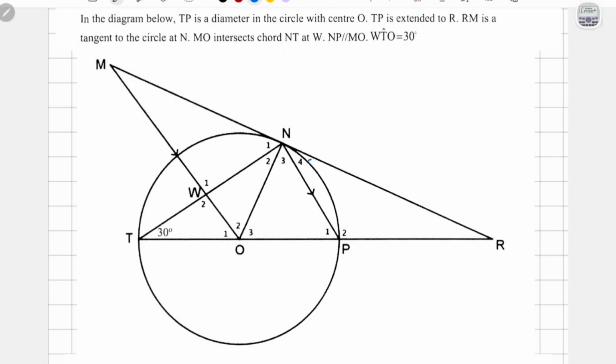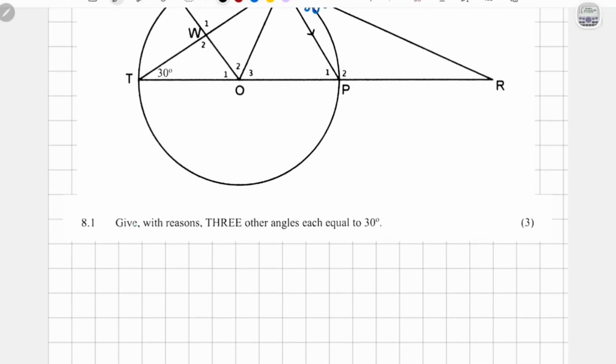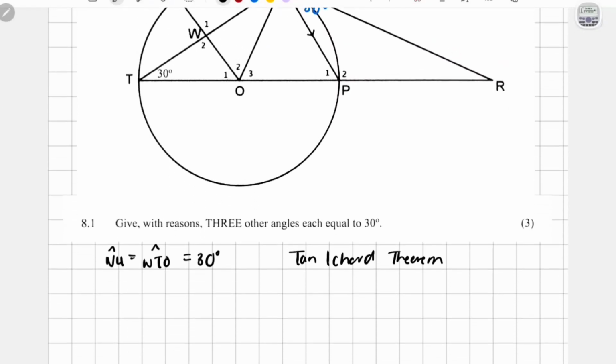Okay, so I'm already going to put down that is also 30 degrees. So let me put it in blue. So that's 30 degrees as well. And I'll show them that angle N4, that's the first one. Angle N4 is equal to angle WTO, which they called it, which is equal to 30 degrees. And it's because of the tan chord theorem. So that's the first one that we have. Okay, it's for 3 marks because you really get a joint mark with your statement and reason. Okay, so that's the first one.